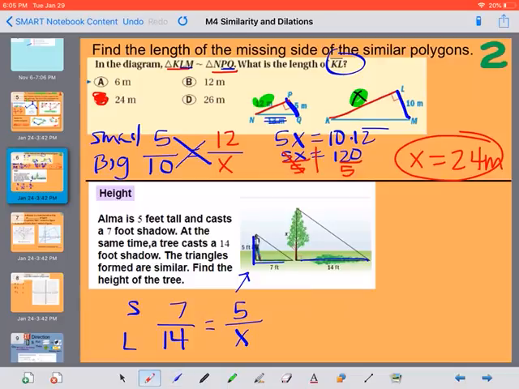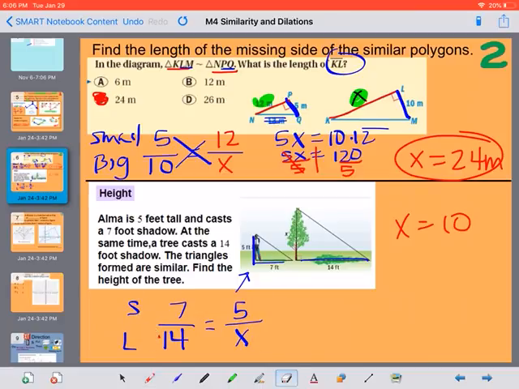As you can see, there's kind of a relationship here. From 7 to 14, we multiplied by 2. 5 to what? Same thing, multiply by 2 if you use that strategy. Just setting up our proportion, you know 7 over 14 is a half. 5 out of 10 would be a half. 5 times 2 is 10. So using that strategy, you could see that X is 10.